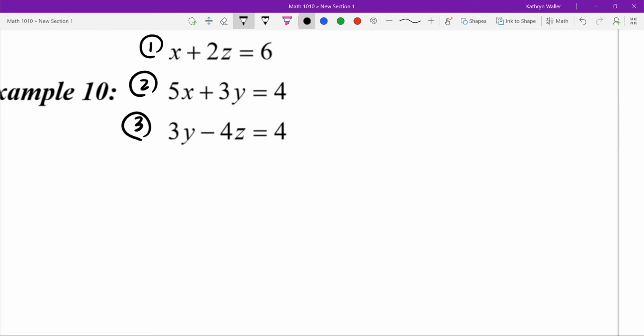Listen. Look at the x's, 1 and 5. Look at the y's, 3 and 3. Look at the z's, 2 and 4. Everybody in the room tell me, what would be the easiest to eliminate? The y's. So I want everybody to write down eliminate y's.